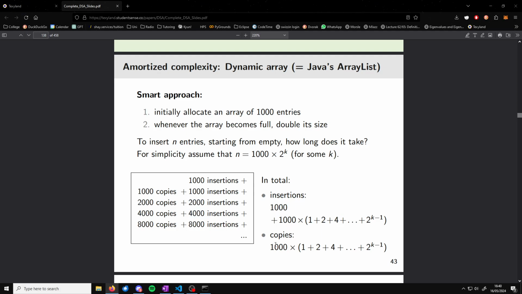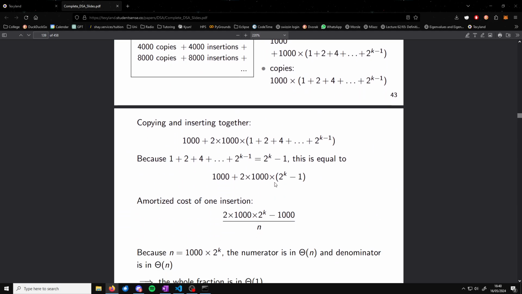And in terms of the number of copies, it's the same formula, just without that 1000. So in the first case, we copy 1000 things up. In the second case, we copy 2000 things up, and so on. I believe this whole thing can be simplified down to 2 to the power of k, all just minus 1, and this can also be 2 to the power of k minus 1.